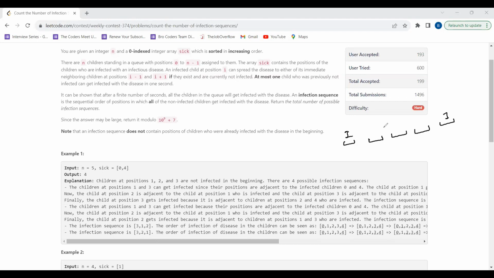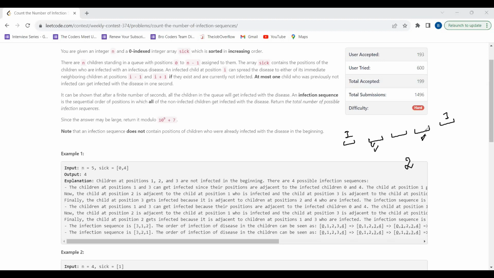How many options? Either this person gets infected, or this other person can get infected. Do we have any other option? No. So we have two options. Now suppose either this person gets infected or this person gets infected.